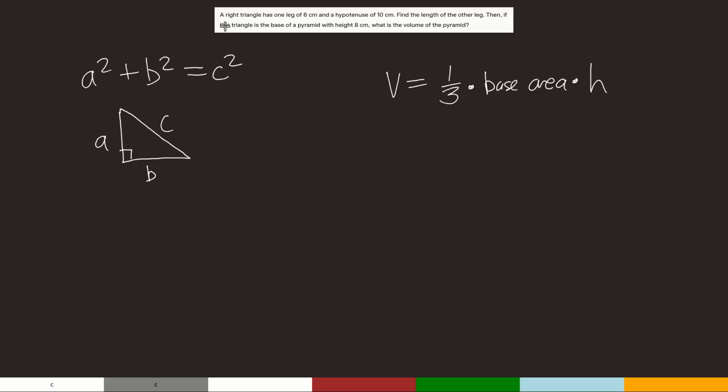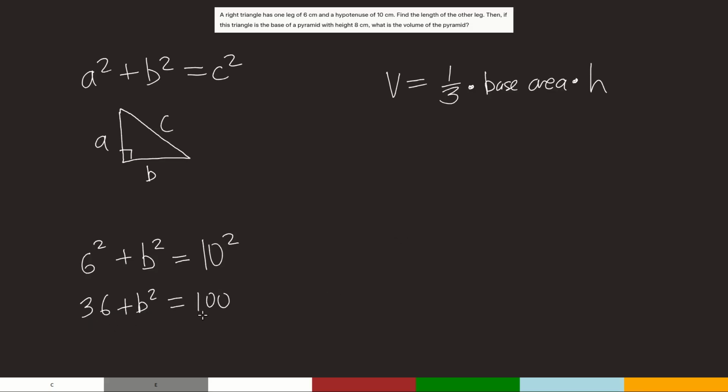So the first part is, if one of the legs is 6 centimeters and the hypotenuse is 10, what is the other leg? So let's plug that in. Let's set a as 6 centimeters. So 6 squared plus b squared is going to equal the hypotenuse squared. 6 squared is 36. 36 plus b squared equals 10 squared, 100.